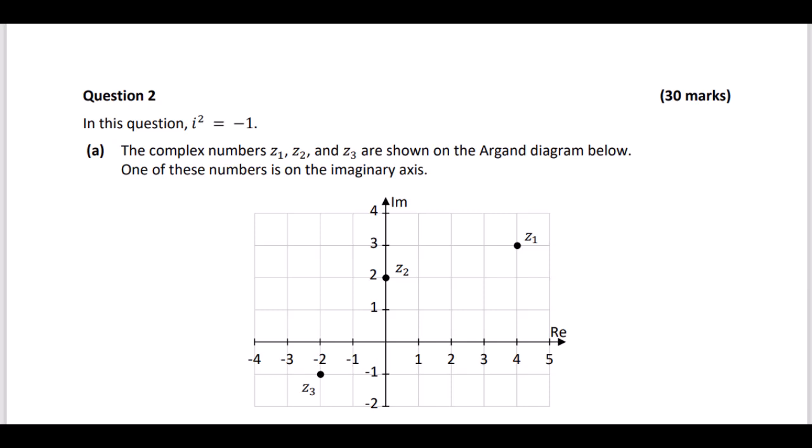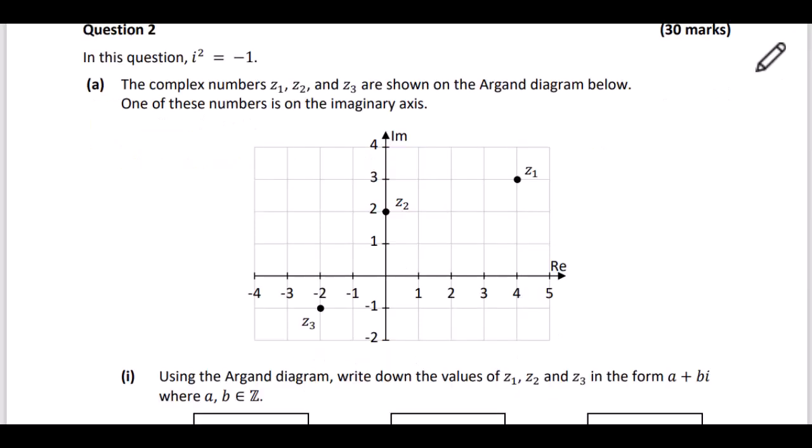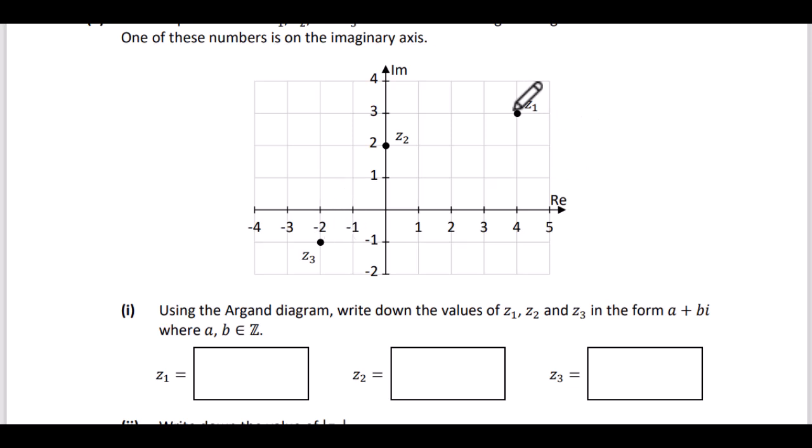In this question, i squared is equal to minus 1. The complex numbers Z1, Z2, Z3 are shown on the Argand diagram below. One of these numbers is on the imaginary axis. So we have our diagram here. Here we have Z1, Z2 and Z3. Using the Argand diagram, write down the values of Z1, Z2 and Z3 in the form a plus bi, where a and b are elements of Z.